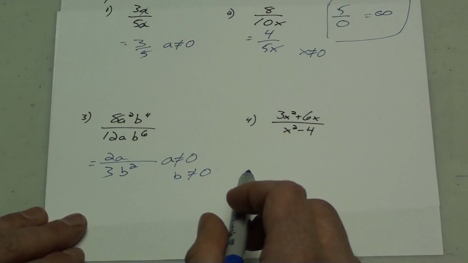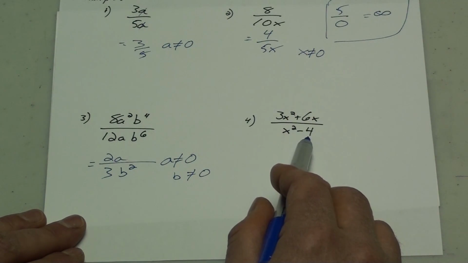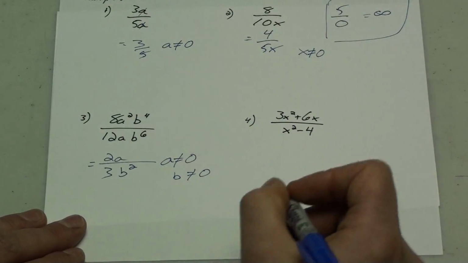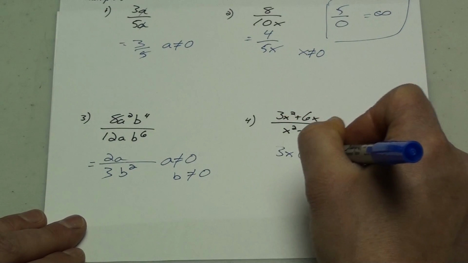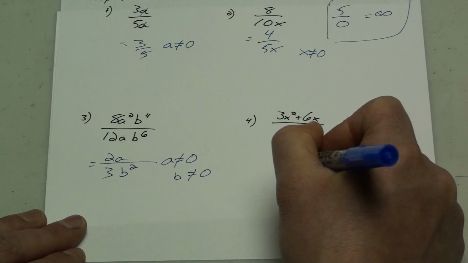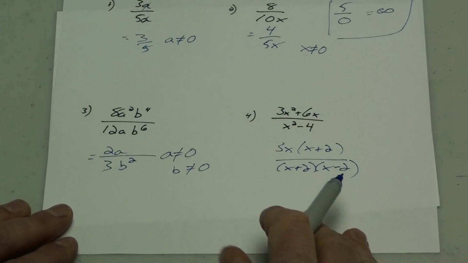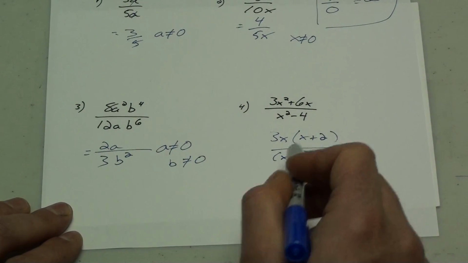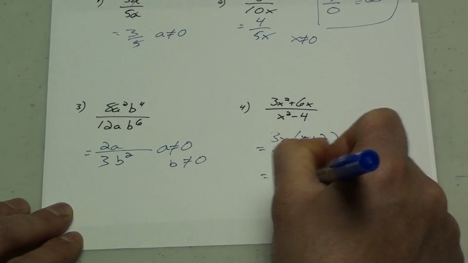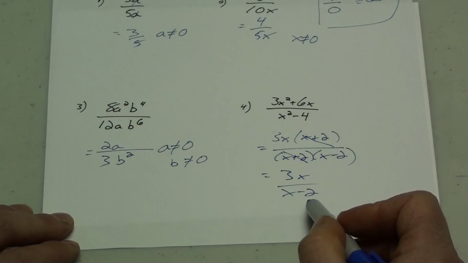There are other times where you need to factor first. Okay? 3x squared plus 6x over x squared minus 4. Both the top and the bottom can be factored. On top, I have common factoring. I can take out a 3x, and that'll leave me with x plus 2. On the bottom, that is difference of squares, which is going to leave me with x plus 2 and x minus 2. Notice how they both have an x plus 2. Both the top and the bottom have an x plus 2. So they can be canceled out. And you're simply left with 3x over x minus 2 as your reduced rational expression.